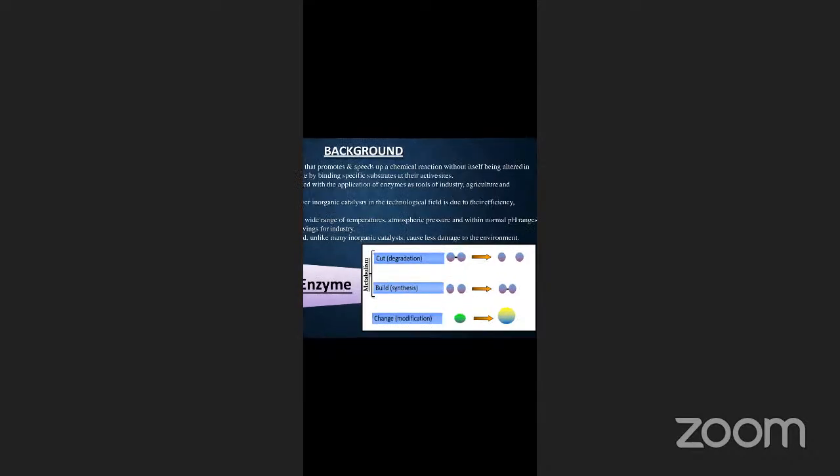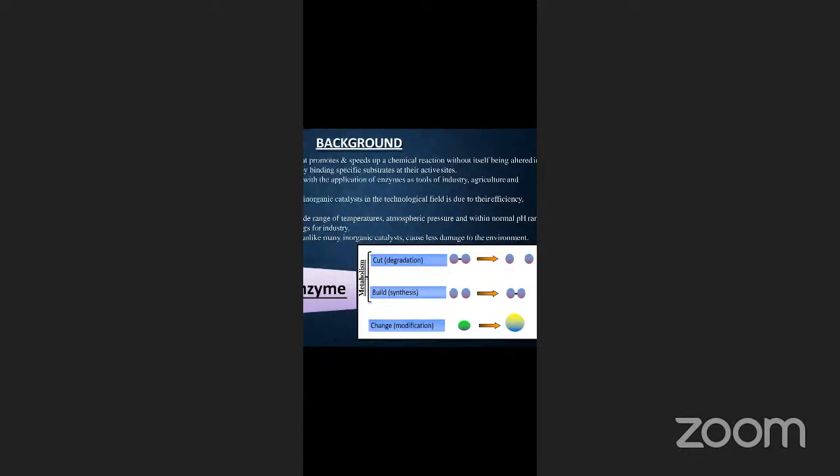Here are some of the functions of the enzymes, like degradation, synthesis, and modification. There is catabolism, anabolism, and alteration.